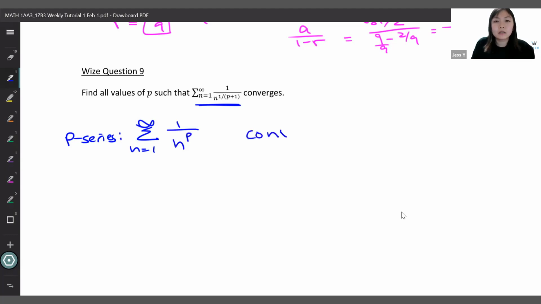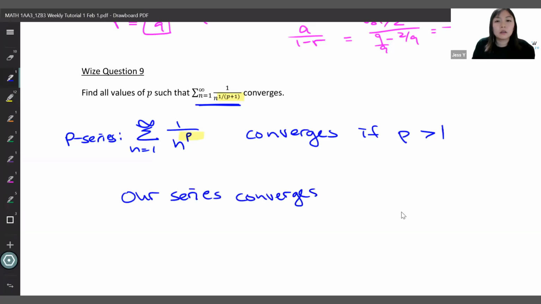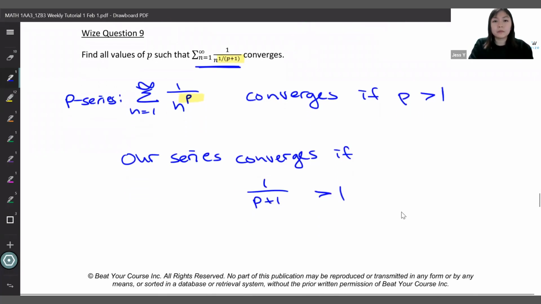And it converges if p is strictly greater than 1. Not greater or equal to, not less than, it's strictly greater than 1. It can't equal 1. So if you look at our sum here, the power is 1 over p plus 1. So that means our series converges if the power 1 over p plus 1 is greater than 1. And then you just have to solve this inequality, okay?